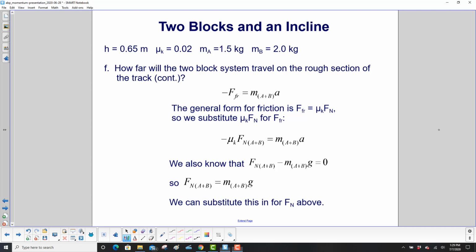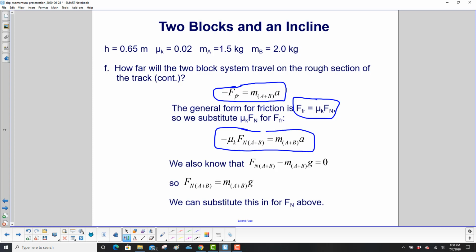How far will the two-block system travel on the rough section of track? Continued. So we know that we have a friction force acting to the left, so we give it a negative sign, that equals the mass of the combined blocks times the acceleration. Our general form for friction, by the way, we did a few slides earlier, but we want to do it again just in case you're working independently. So the force of friction is mu k times the normal force. So we substitute mu k times the normal force for the force of friction, and we get this equation.